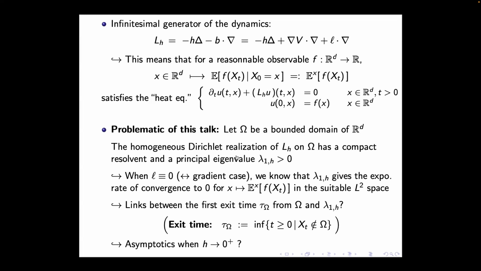And so since lambda one h gives this rate of convergence to zero, a natural question is what are the precise links between lambda one h and the first exit time from omega, where the first exit time is defined as the infimum of the non-negative t such that xt does not belong to omega, starting from a point in omega. And the other question we are interested in: can we give some asymptotics when h goes to zero, and more precisely, can we give some sharp asymptotics when h goes to zero?